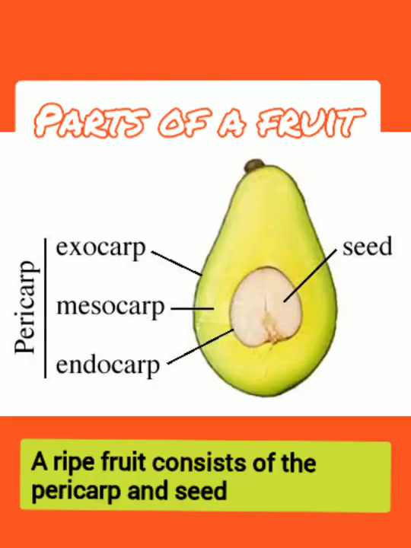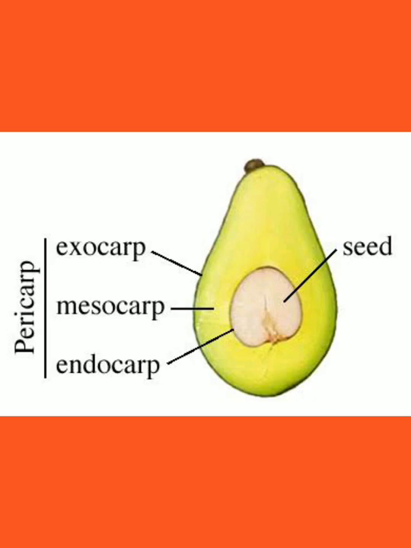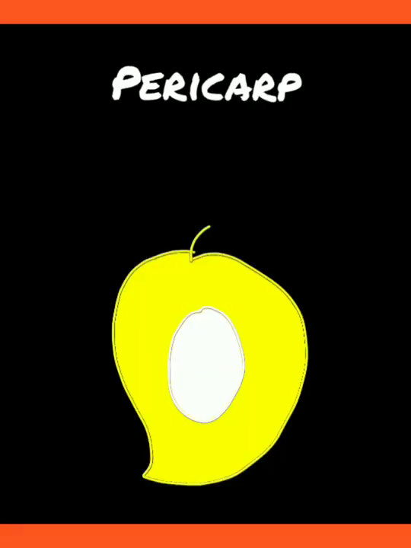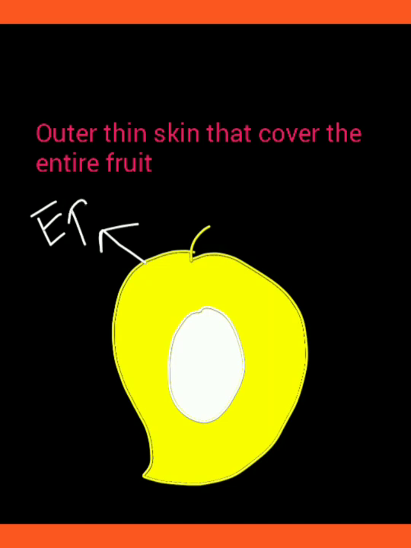Now let's read about the parts of a fruit. A ripe fruit consists of pericarp and seeds. The pericarp develops from the ovary wall and may be dry or fleshy. Pericarp is composed of three layers. The first layer is epicarp. It is the outer thin skin that covers the entire fruit.